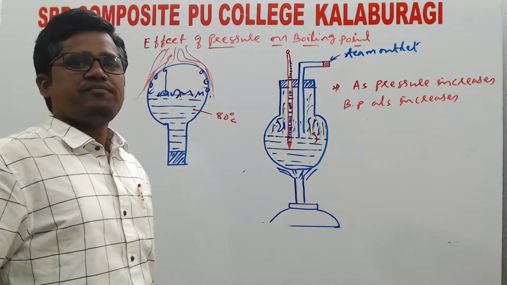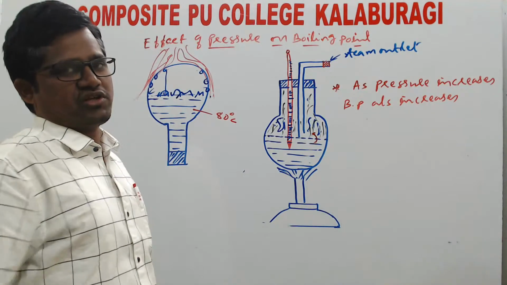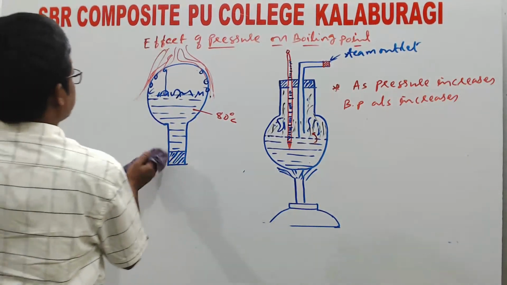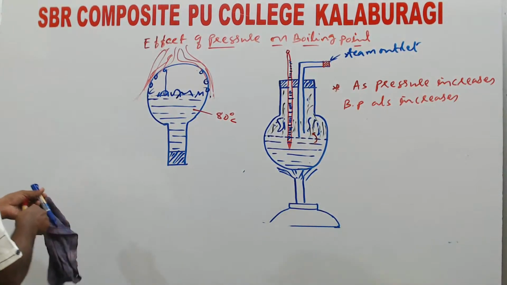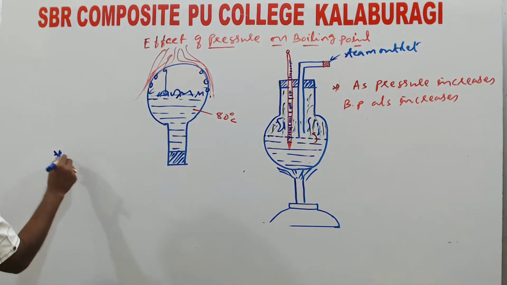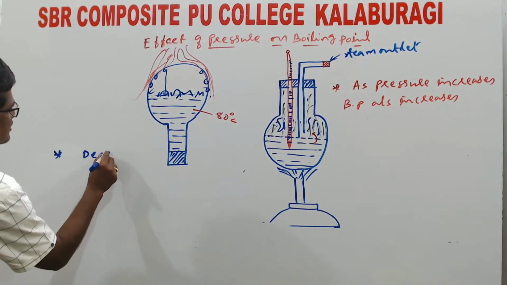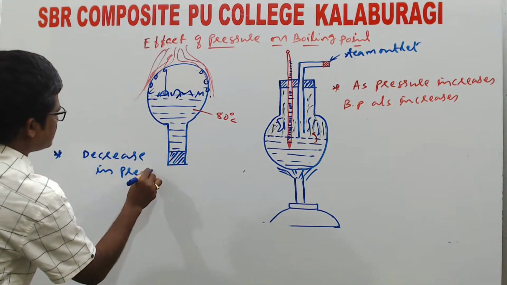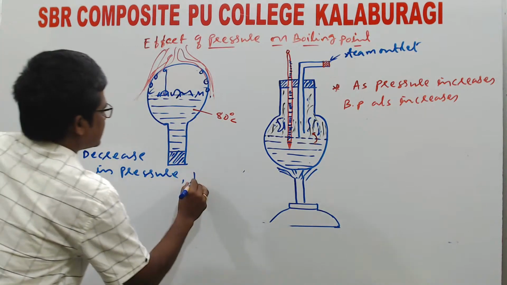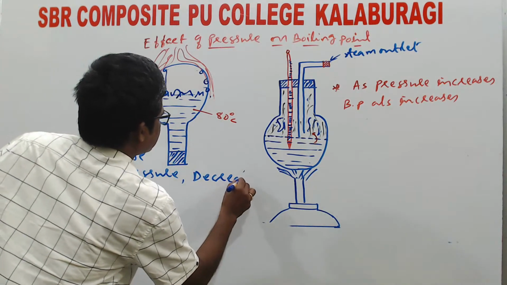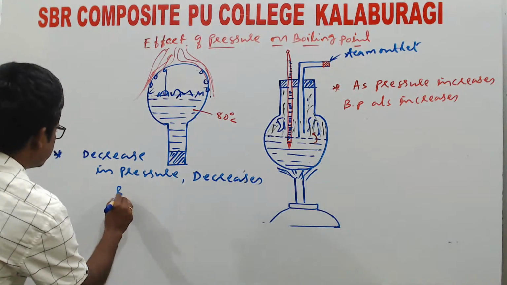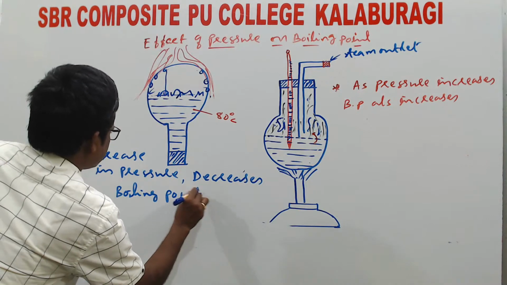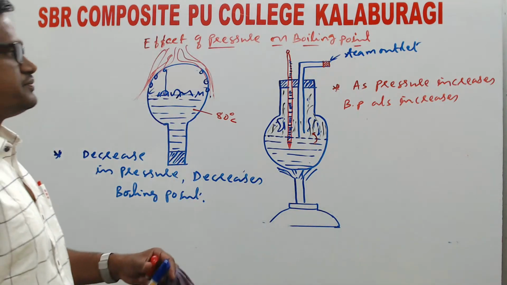So what we can say is, as we decrease the pressure, automatically the boiling point also decreases. What can you conclude from this? Decrease in pressure decreases the boiling point. Boiling point. This is there, right?